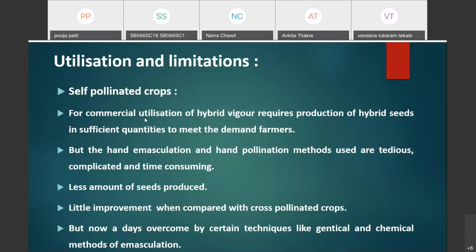But nowadays different new techniques are used, like genetical and chemical methods of emasculation, so that heterosis and hybrid vigor can also be used successfully in self pollinated crops. That is the utilization and the limitation in the self pollinated crops.